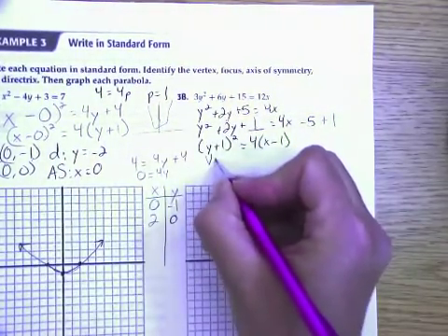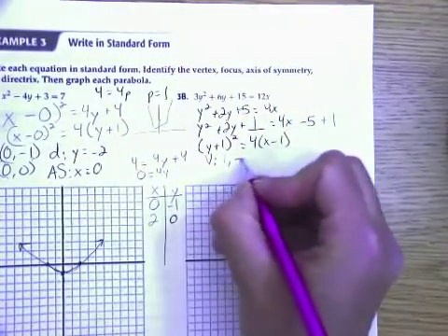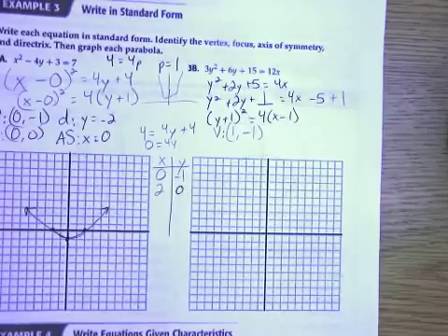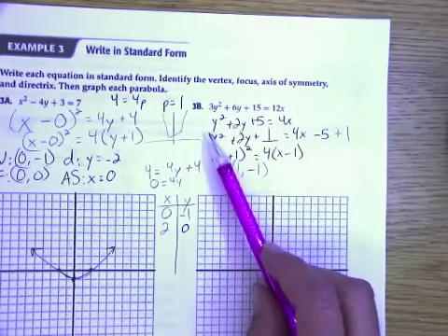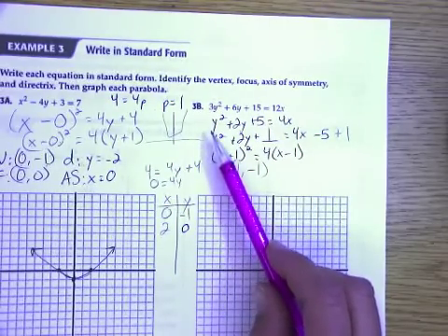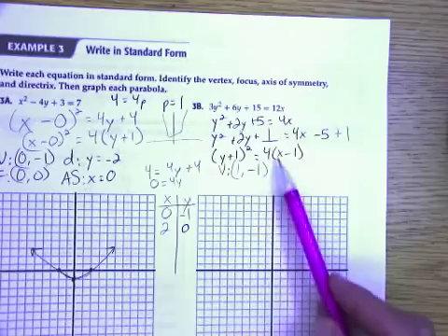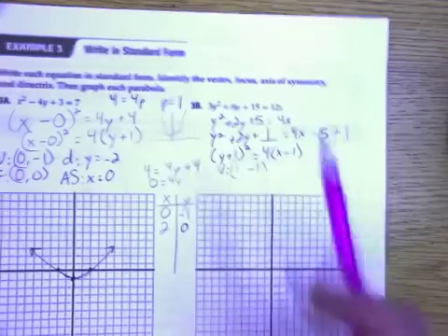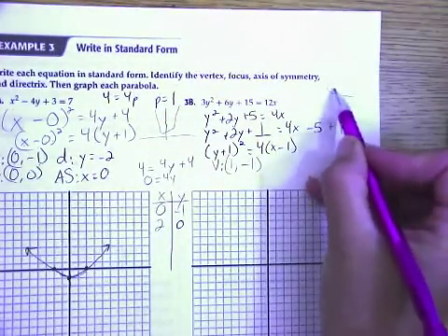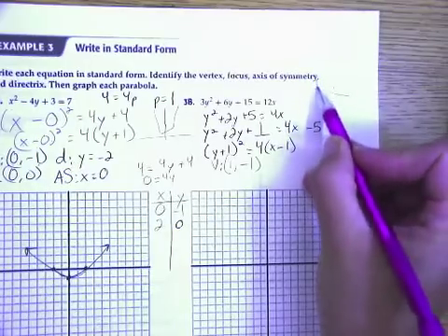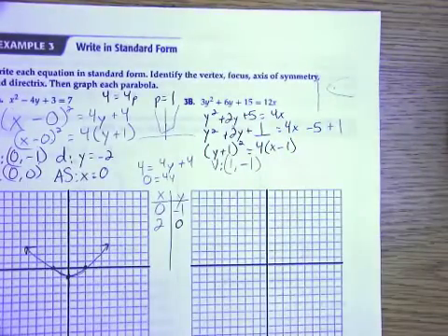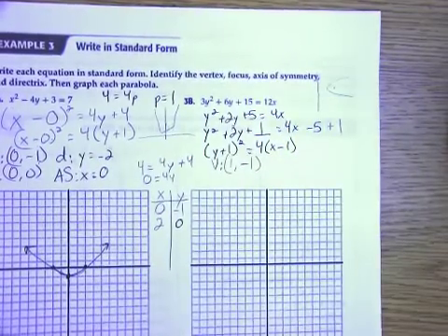So the vertex is at 1, negative 1. I have to find the value of p so I know how far away my vertex is from my focus and directrix. Also, I mentioned earlier it's the y being squared here, so I know it's opening horizontally. It's opening horizontally positively, so it kind of looks like this, which means my focus is to the right of my vertex.